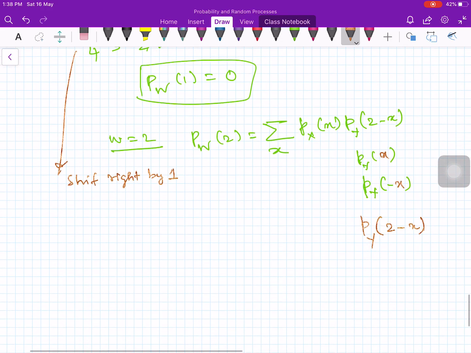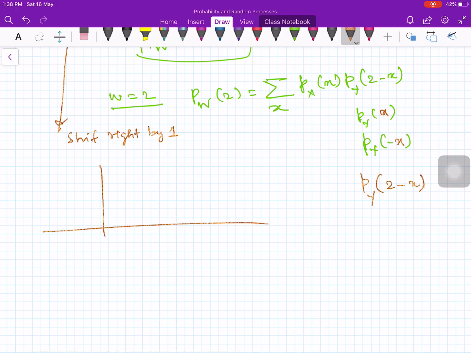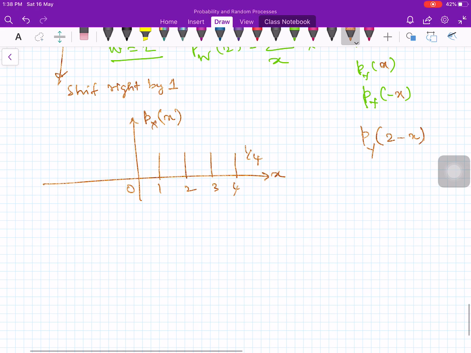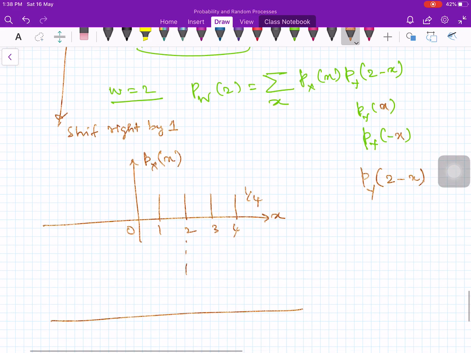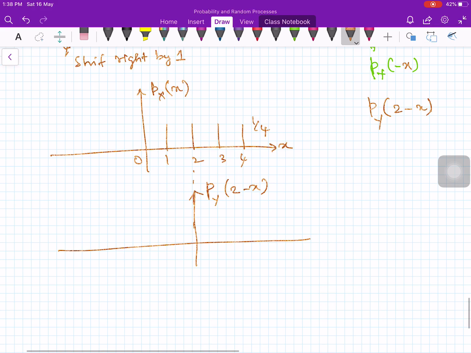If you shift right by 1 unit, then this is 1, 2, 3, 4, and this is Px of x. This is x. These are all 1 by 4. Now this is under 1, so this guy moves under towards 2. Therefore, this is Py of 2 minus x. Okay. Now, what about this point? Let me check my calculation. And here also there is no overlap again.